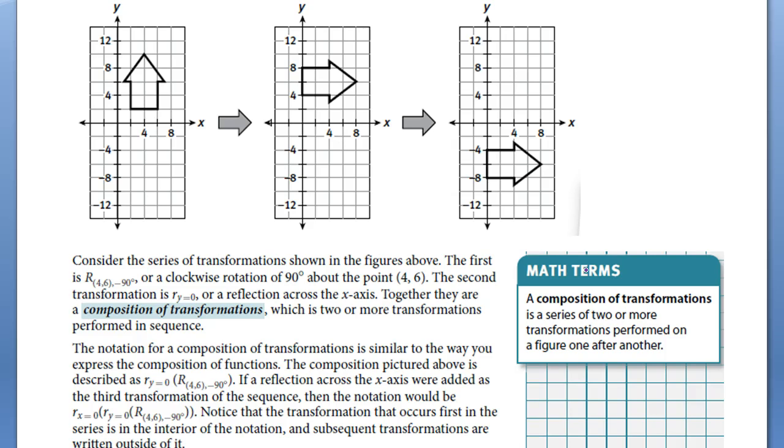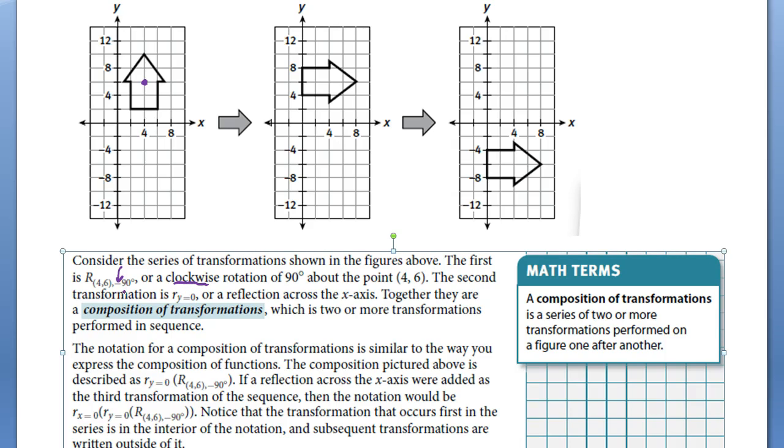The first is, do you remember what capital R is? A rotation around the point 4, 6. That point is right there. And it's a rotation of negative 90 degrees, which is a clockwise rotation. So pay attention in this topic, especially to the sign of the degree of rotation. That's how you tell whether it's clockwise or counterclockwise.